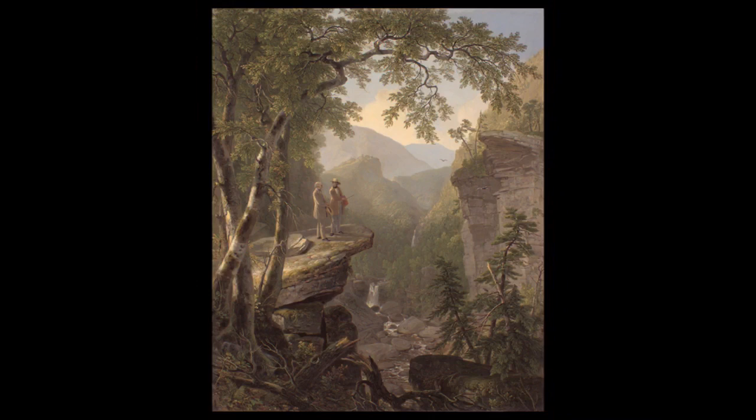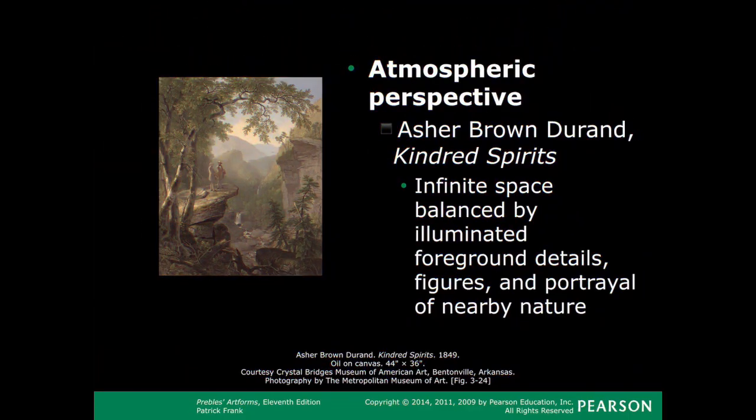And right away you're seeing the artist using this idea of atmospheric perspective to create a little bit more believable depth. And if you look even further into the distance, the tall mountain in the background is just a little bit darker than the clouds, so it's almost as blue as the sky already. So this is a prime example of how an artist uses atmospheric perspective. Asher Brown Durand, Kindred Spirits, made in 1849.